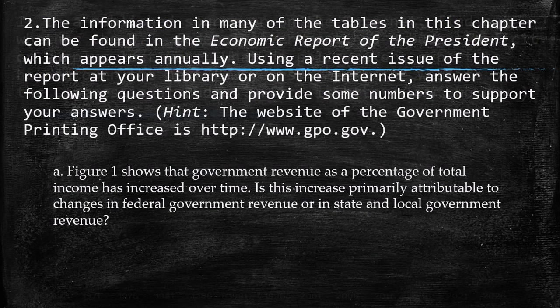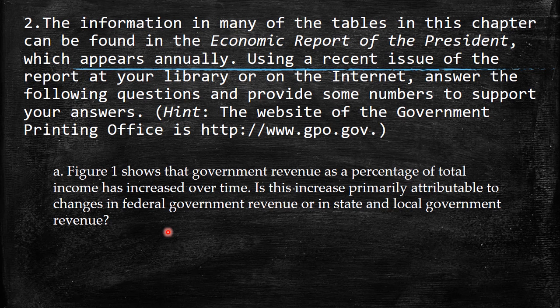Okay, then the second point says the information in many of the tables in this chapter can be found in the Economic Report of the President, which appears annually. Using a recent issue of the report at your library or on the internet, answer the following questions and provide some numbers to support your answers. Actually, they provide another website where we can find this information. To tell you the truth, unfortunately I didn't find the information that was required, so I found this information throughout the internet.